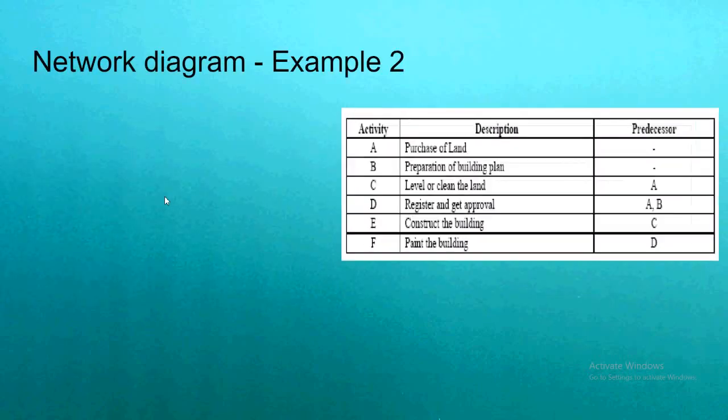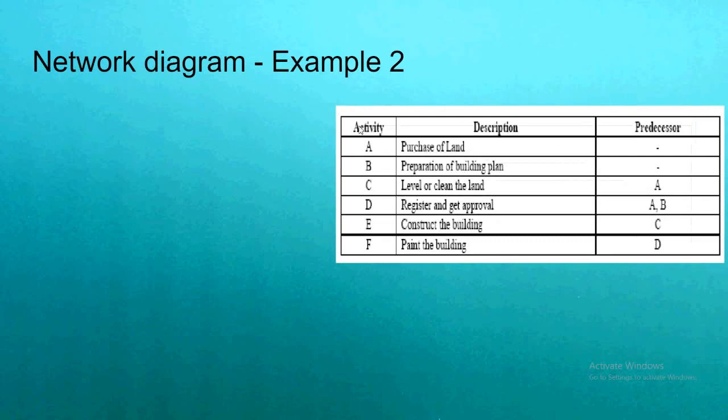So now to draw the network, again I have copied this image just for reference. First I am going to draw the activity A. Activity A doesn't have a predecessor. So the start event is 1 and the end event is 2. So I can draw A like this. Activity A starts from 1 and ends with 2. Since there is no predecessor, I am starting with 1.